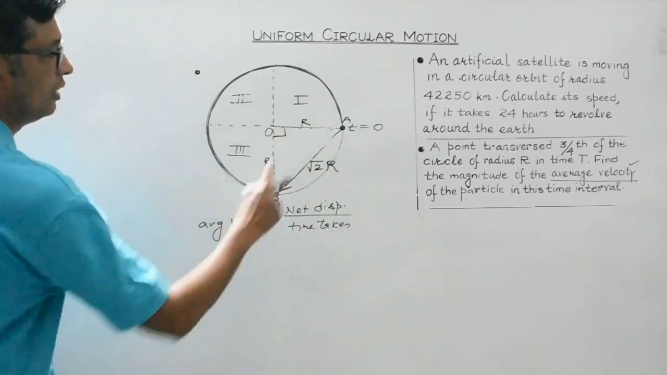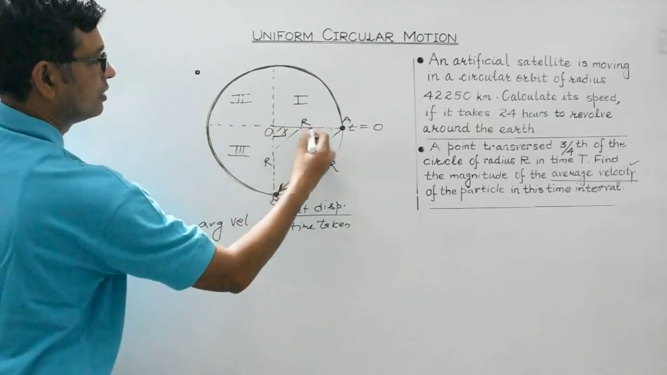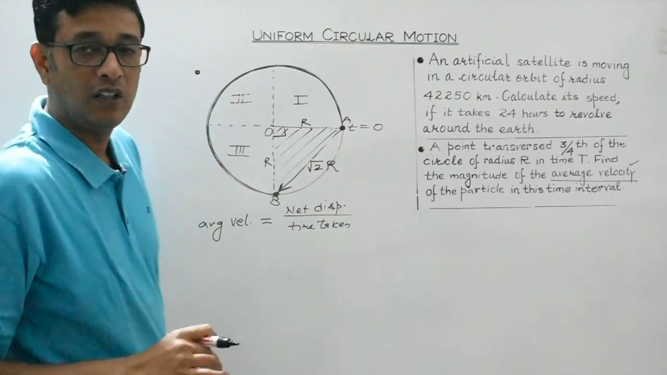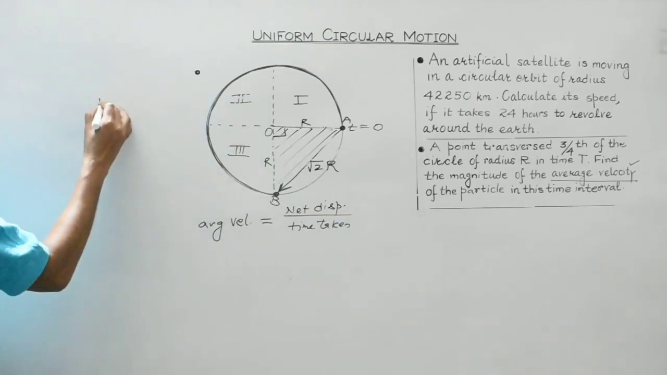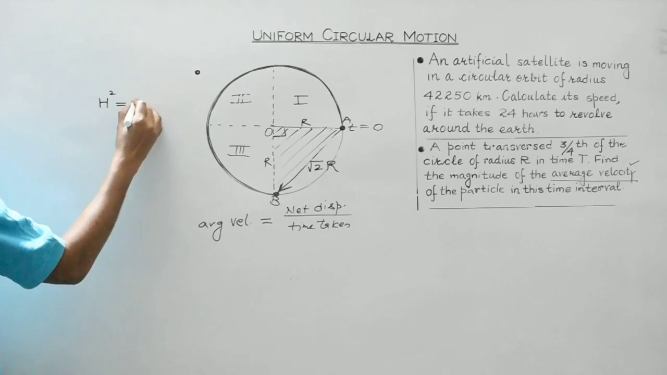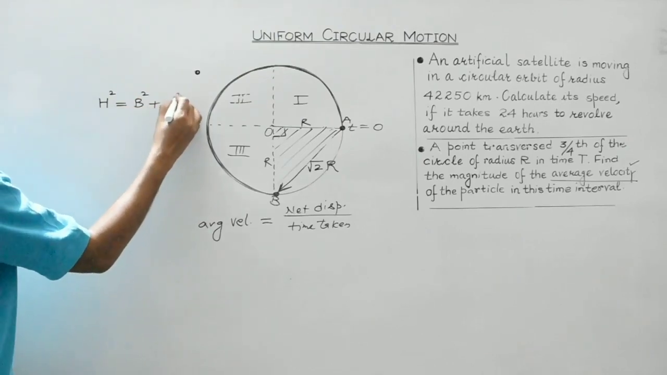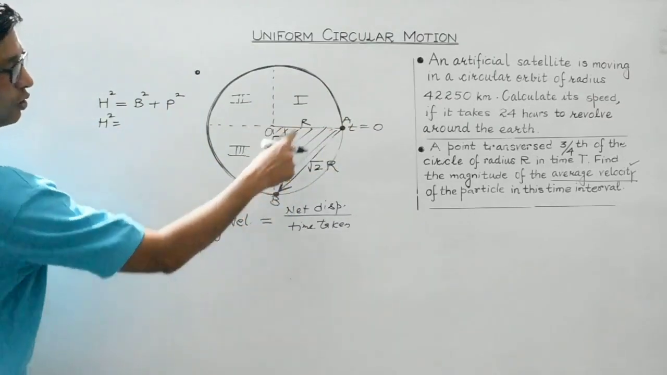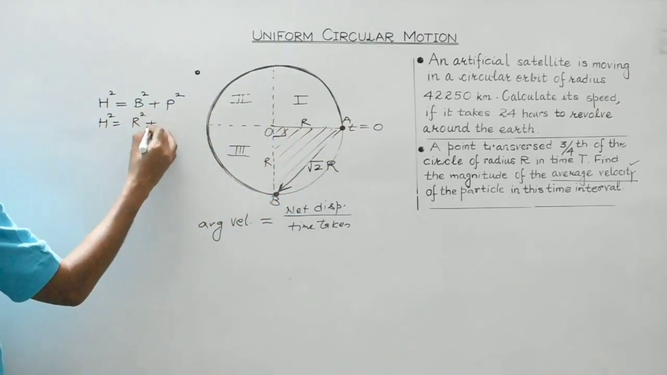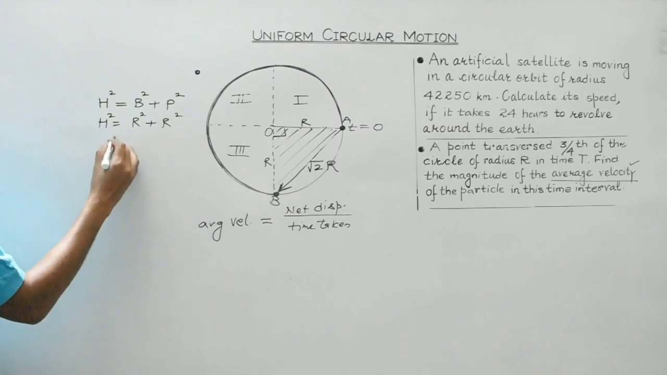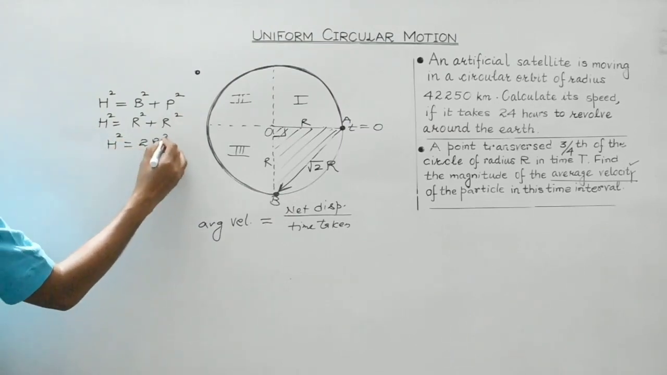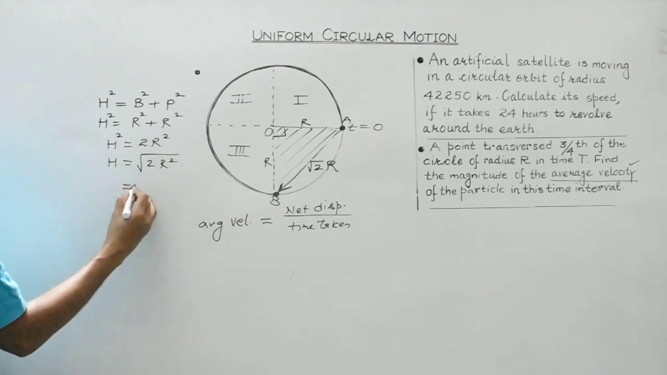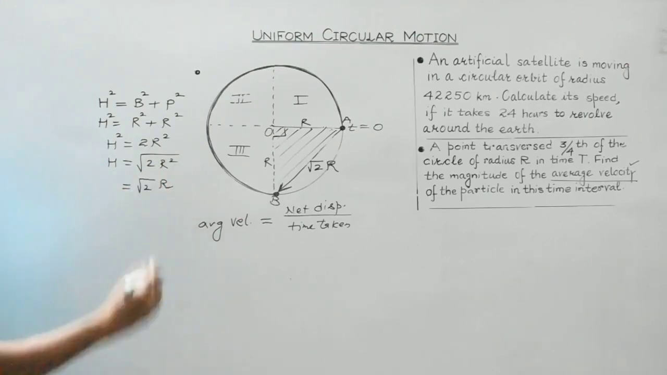I'll convince you. This one is a right angled triangle, so we can make use of Pythagoras theorem. As per Pythagoras theorem, hypotenuse square is equal to base square plus perpendicular square. Base is r and perpendicular is also r. R is the radius. So it would be equal to 2 r square, or h would be equal to square root of 2 r square. That will give us root 2 r.